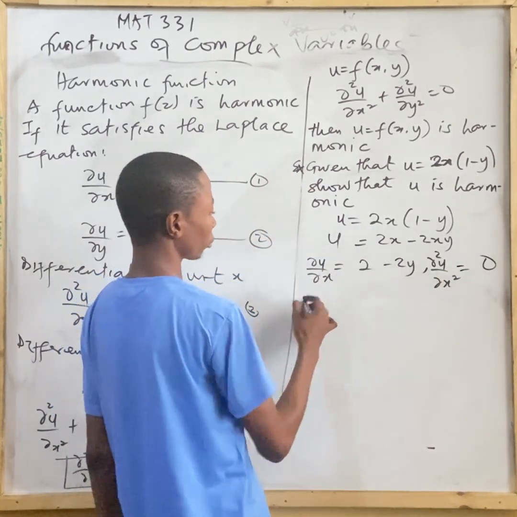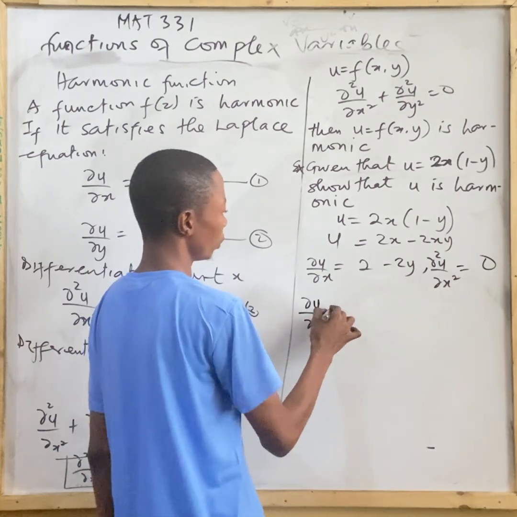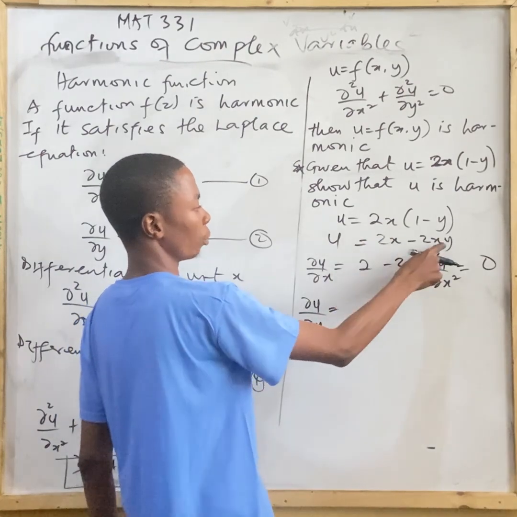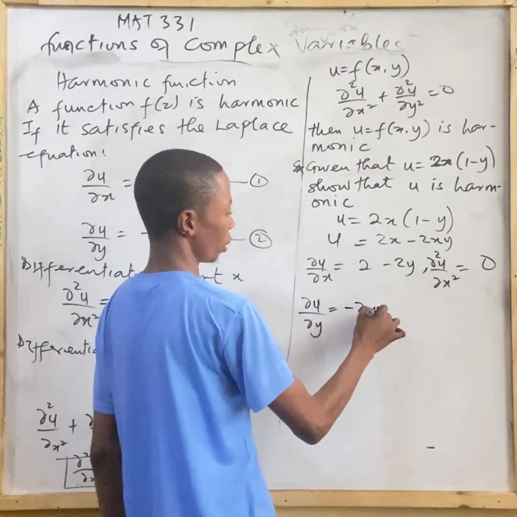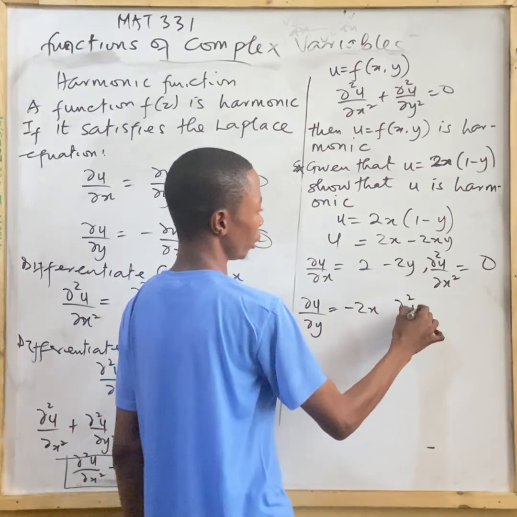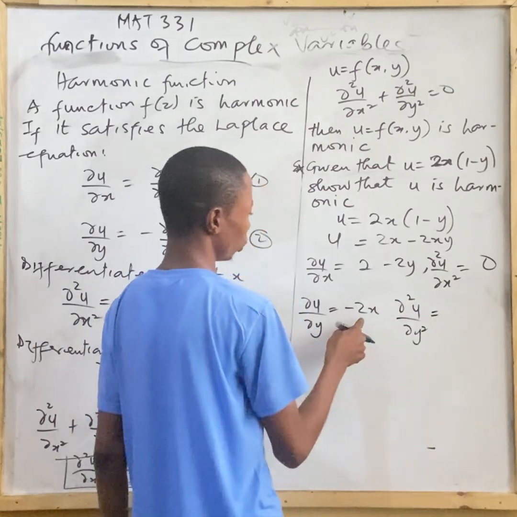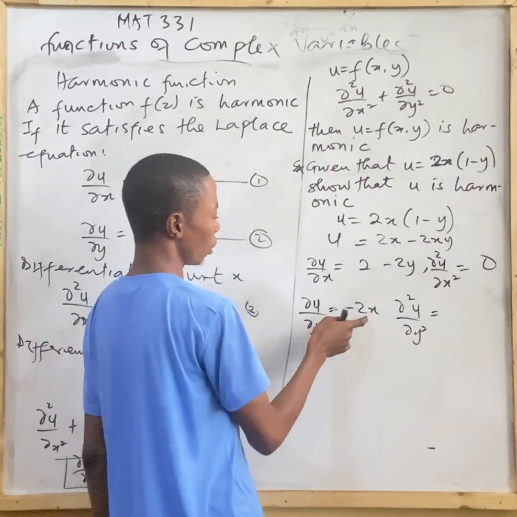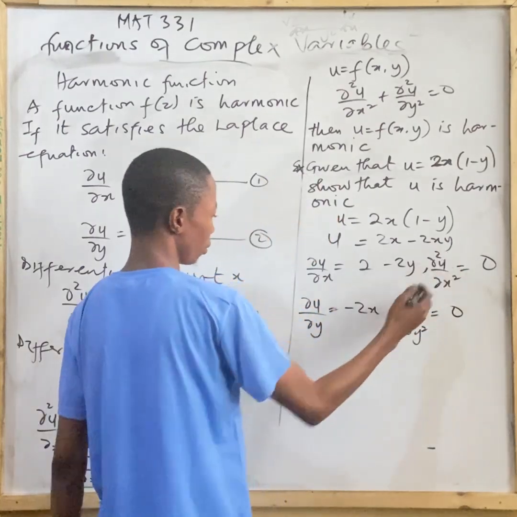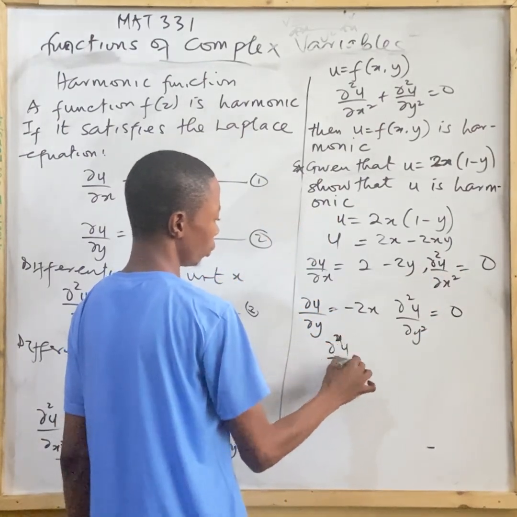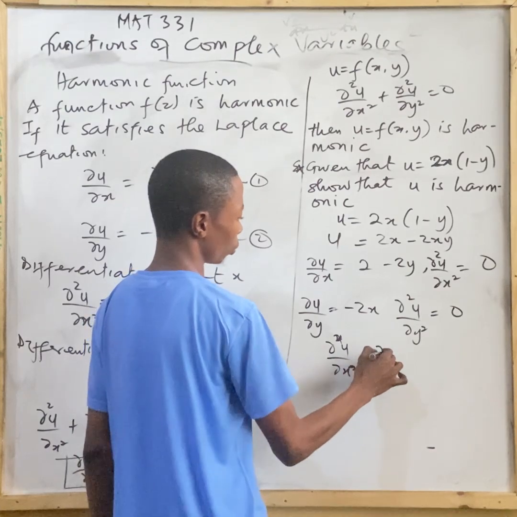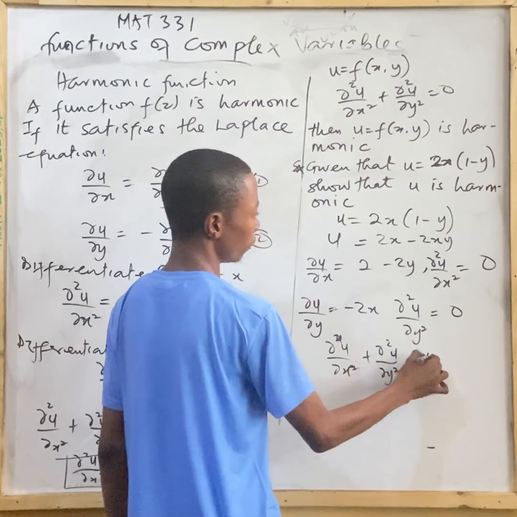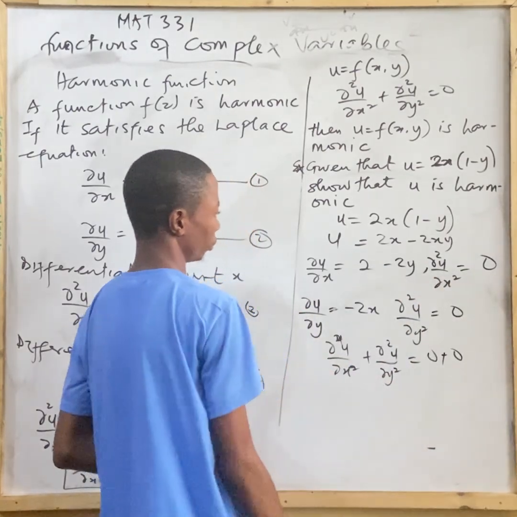And then I also differentiate partially with respect to y. If I differentiate with respect to y here, this part will be 0. If I differentiate the y that is here, it will be minus 2x. And then d squared u dy squared is equal to what? If I differentiate what is here again with respect to y, this one doesn't have any y variable, so it's 0. So you observe that if I add d squared u dx squared to d squared u dy squared, it will give me 0. That's 0 plus 0 is 0.